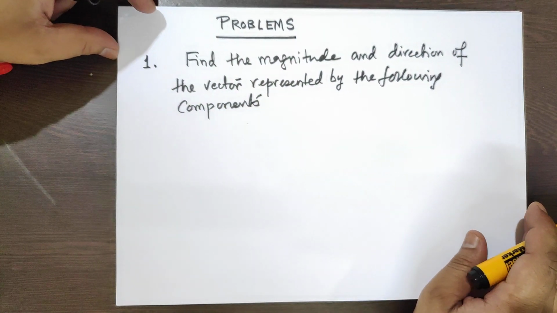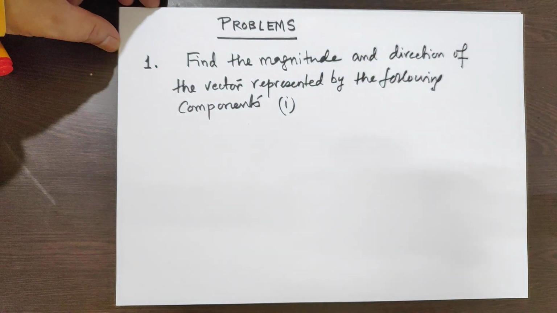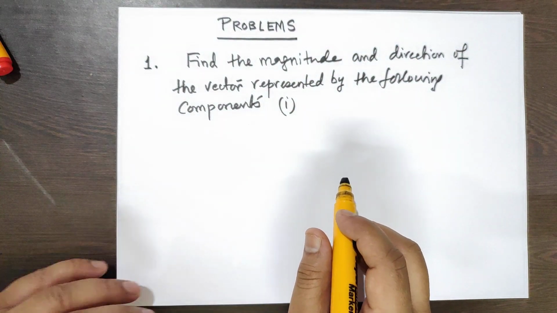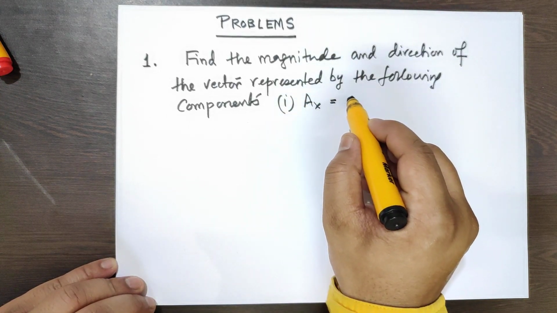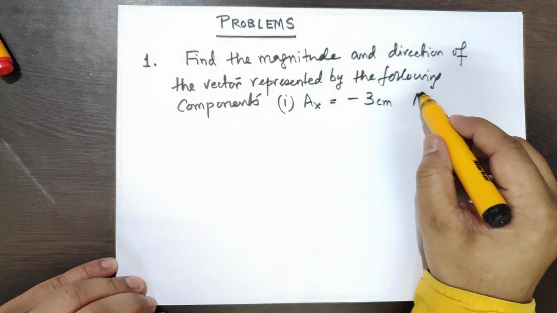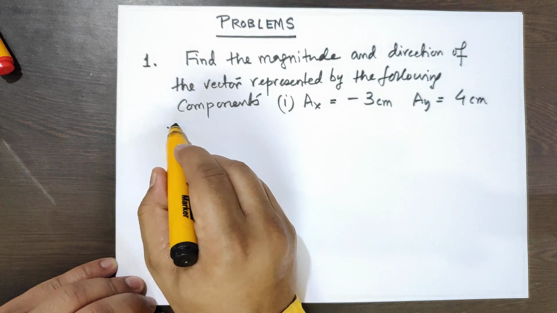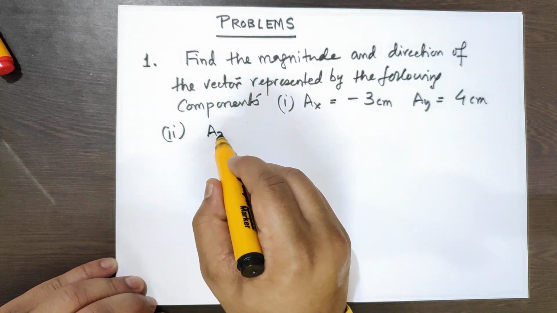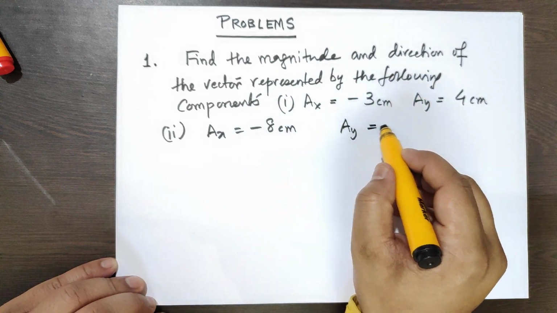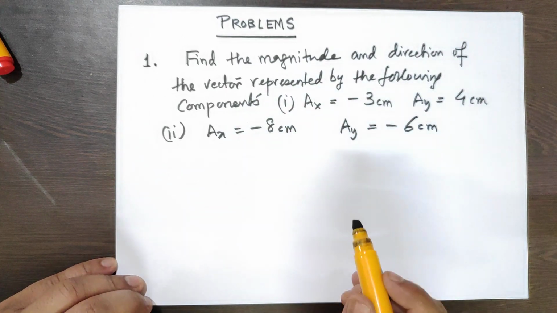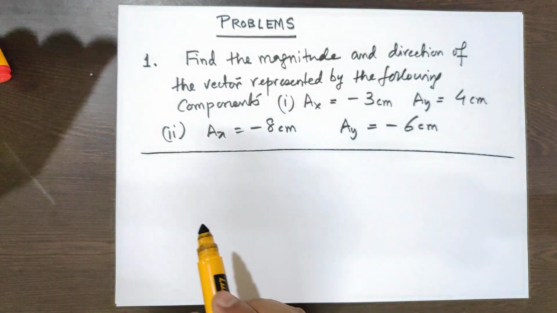There are two parts to this question. First part is AX equal to minus 3 centimeter and AY equal to 4 centimeter, and second part AX equal to minus 8 centimeter and AY equal to minus 6 centimeter. Let's solve part 1 first.